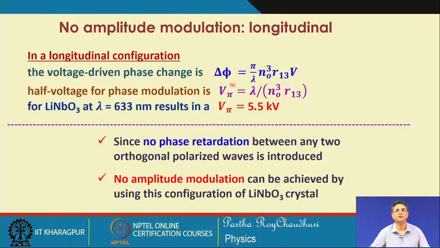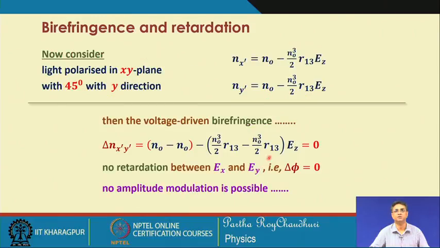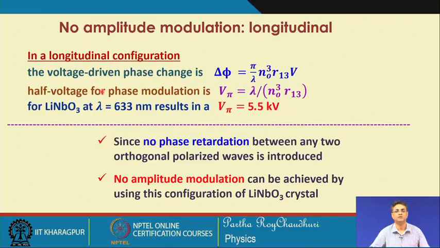In the longitudinal configuration, however, there is a voltage driven phase change. So, whatever polarization the light is launched with, it will undergo a phase change. This is the phase change which will be just because of the voltage, and then there is the half wave voltage. That is the case of phase modulation. If you put the typical numbers which we have used earlier, then V pi will be equal to 5.5 kilovolt, which is fairly large, of the order of kilovolt.